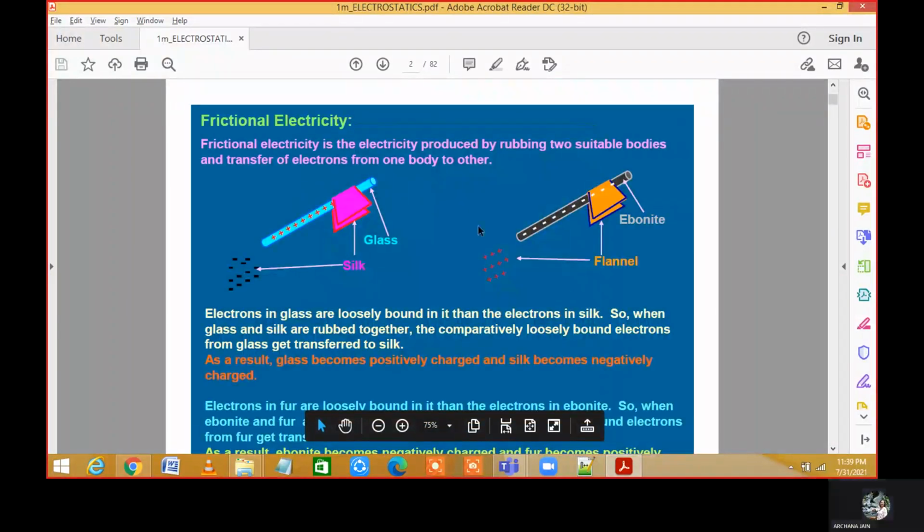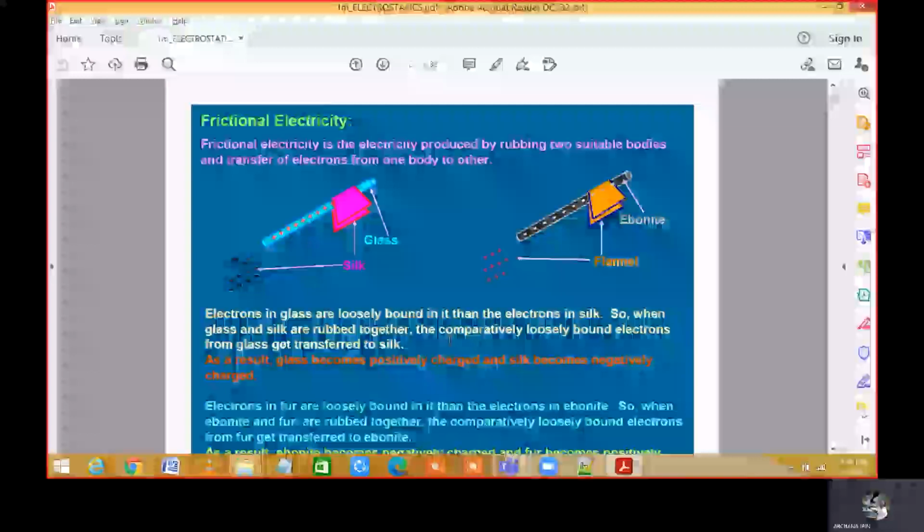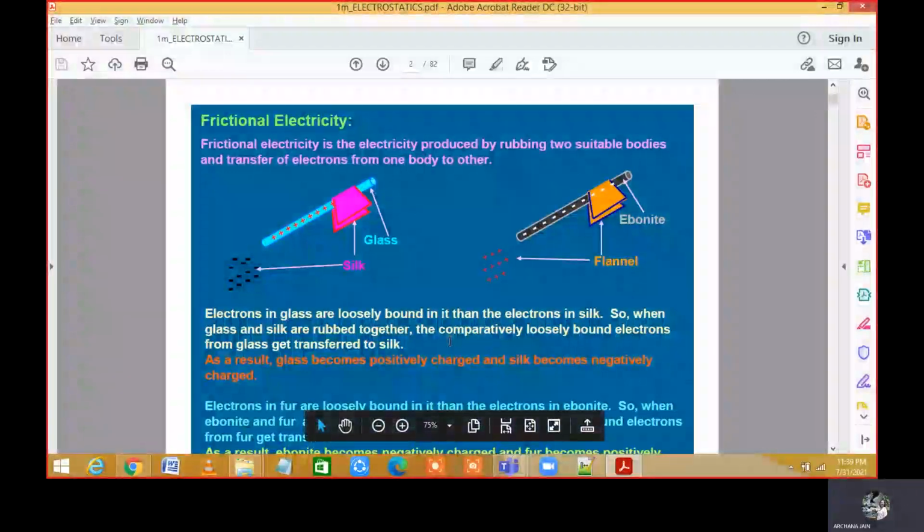Frictional electricity. Frictional electricity is the electricity produced by rubbing two suitable bodies and transfer of electrons from one body to another. Here we take a glass rod and silk. When we rub the glass rod with silk, the electrons in glass are more loosely bound than the electrons in silk. So when the glass and silk are rubbed together, the comparatively loosely bound electrons from glass get transferred to silk. So glass becomes positively charged and silk becomes negatively charged.